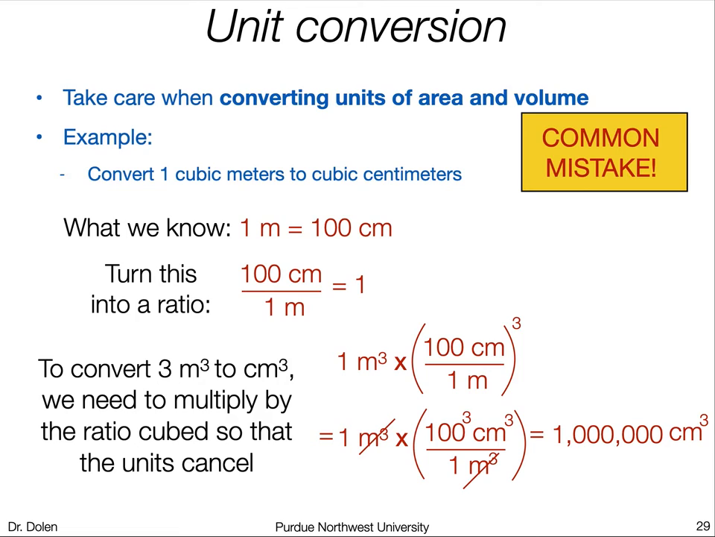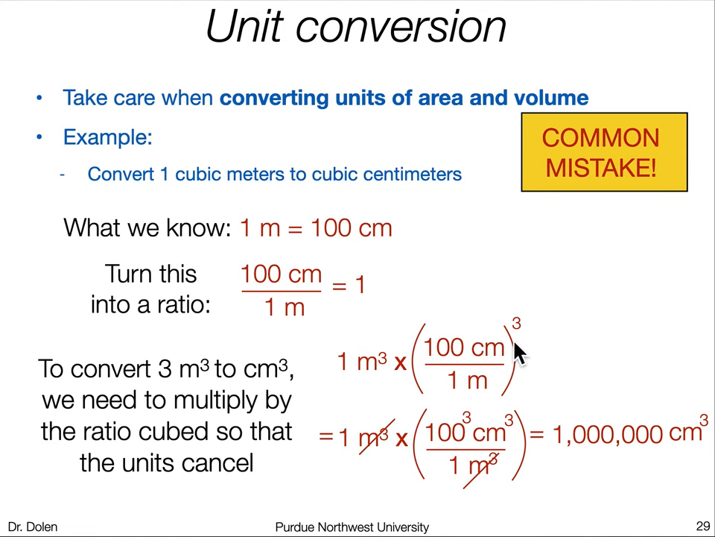What do we do next? Well, we turn this into a ratio. I'm going to divide both sides of this equation by 1 meter. Right? 1 meter divided by 1 meter is just 1, where 100 centimeters divided by 1 meter, I write that out like that. Okay? And now this is equal to 1. Right? I can multiply anything by 1 and not change it. So I can take 1 cubic meter and multiply it by this ratio, 100 centimeters over 1 meter. But I can't just use that ratio, right?